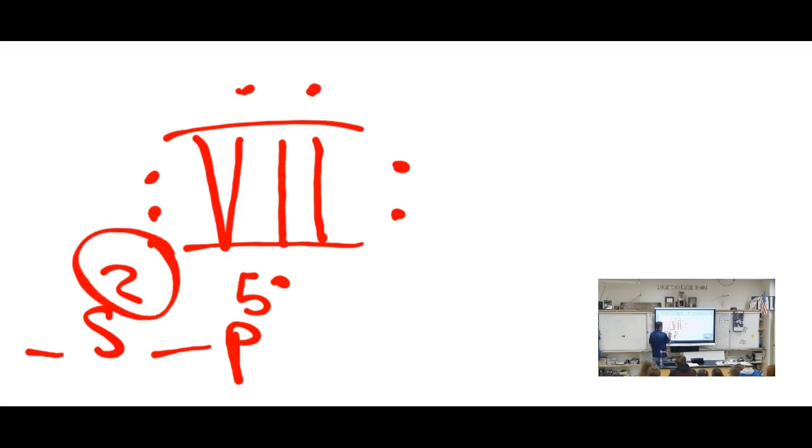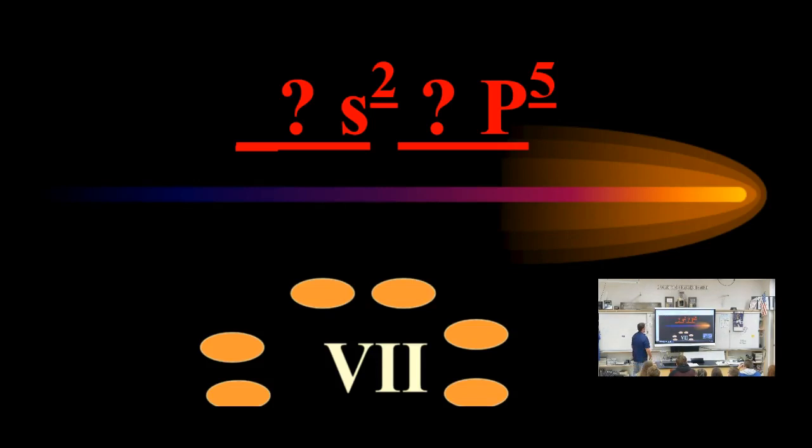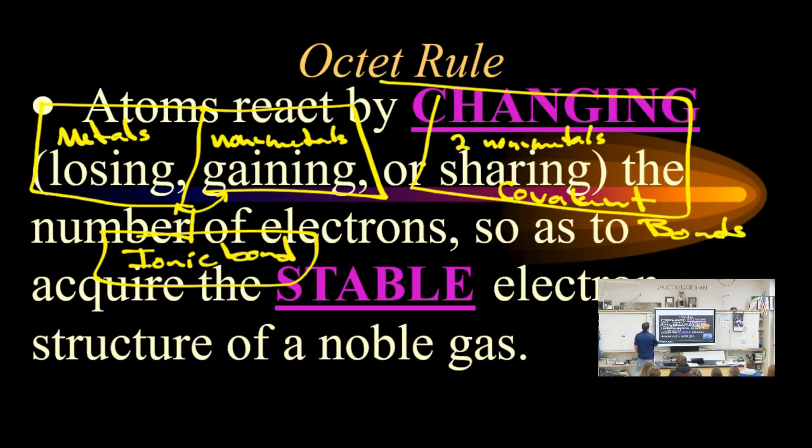All right. This is a 2 and this is a 5. How come, Packer? Because they add to 7, and we're talking about something in family 7. All right, good enough. Let's talk real stuff now. The octet rule. This is the top of page number 5.